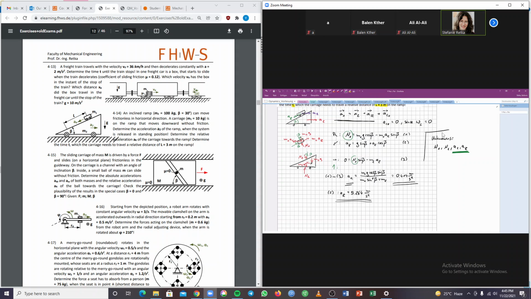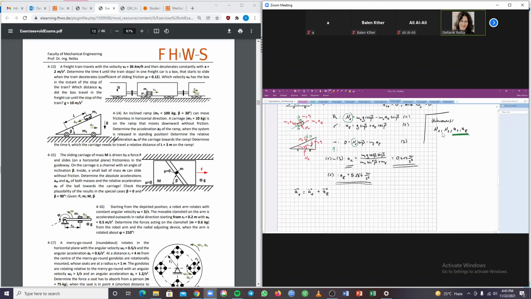Okay, then the second part of the problem. What we can do is solve for the absolute acceleration A1. It's not asked for, but just to be complete, I would like to do this as well. So as stated above, the absolute acceleration of the carriage consists of translation of the ramp plus relative acceleration. Now this is a vector equation. Right now, we do not know the direction of our absolute acceleration.